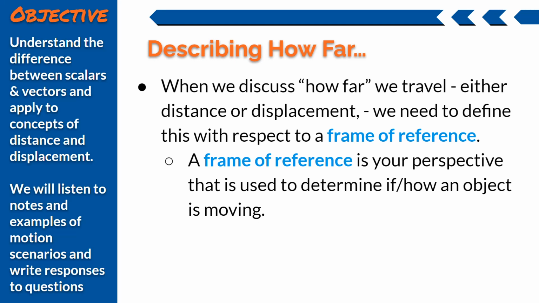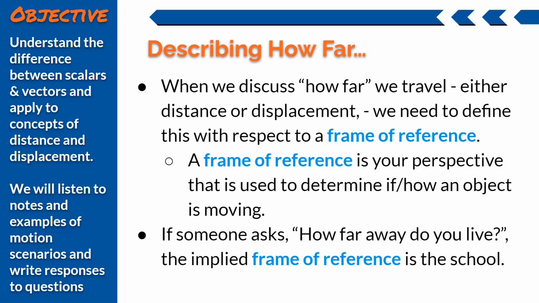Although it doesn't have to be. You could pick something arbitrary and say, I'm going to start at 15. But again, that makes all your numbers harder, so typically we choose 0 because it's easier. If somebody asks, how far away do you live, the implied frame of reference is the school. So if I ask, how far away do you live right now, you would be telling me how far you live from here. It's implied that I am asking the distance away or displacement away that your house is from this building. Okay, and that defines your frame of reference, your perspective with which you're describing your motion.